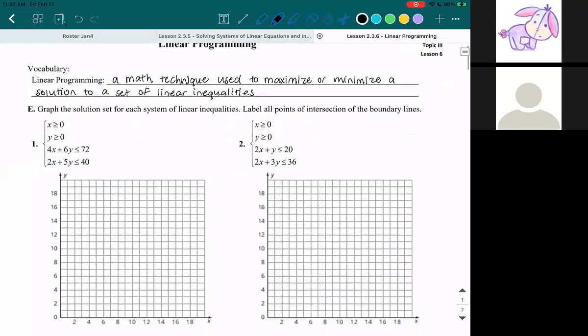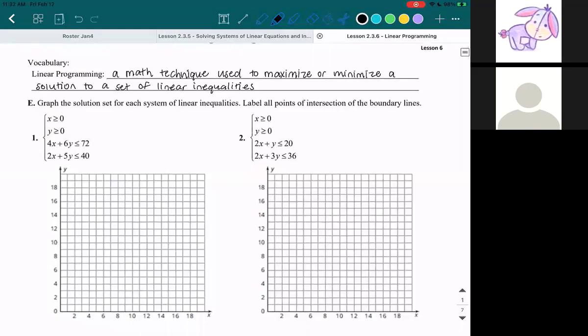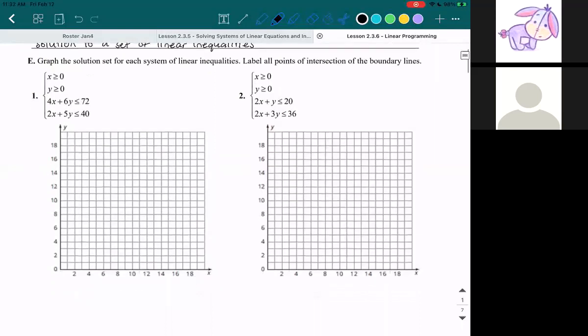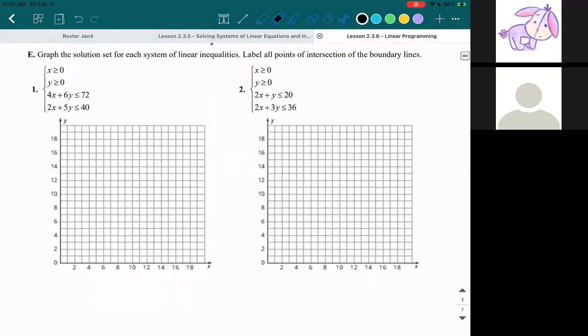today. So to start with, let's do section E, which is just graphing the solution set for each system of linear inequalities and labeling all points of intersection of the boundary lines. So hopefully this looks familiar because it's just like our last lesson, right? So it should be a bit of a review, so I'm not going to spend too much time on it, but we will go over it a bit before we actually dive into the linear programming.